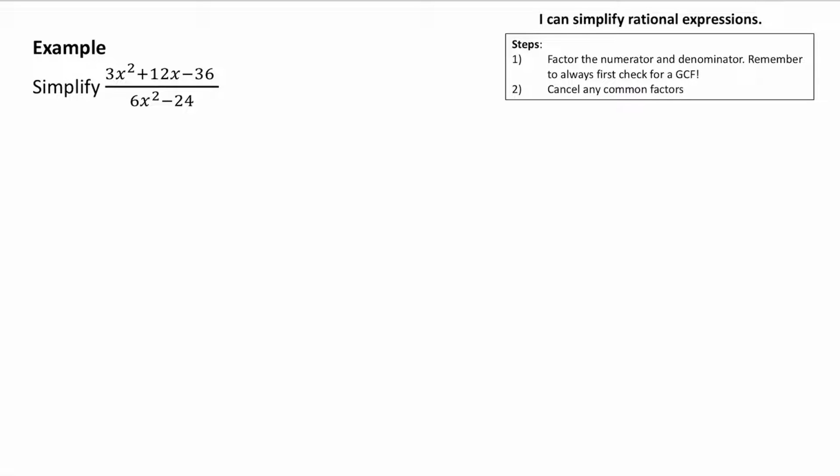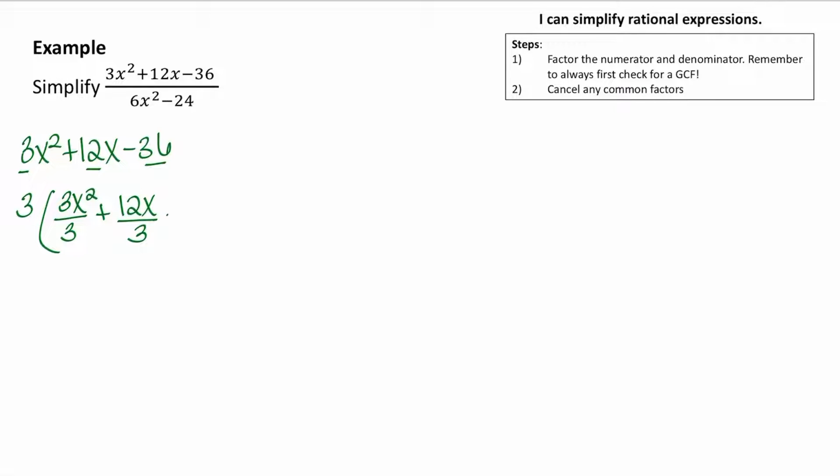Let's simplify 3x squared plus 12x minus 36 over 6x squared minus 24. So it's helpful to look at the numerator and denominator separately. So let's look at 3x squared plus 12x minus 36. Notice that there is a GCF to these three terms, right? I can factor a 3 out of all three of these terms. So that leaves me with 3x squared over 3 plus 12x over 3 minus 36 over 3.